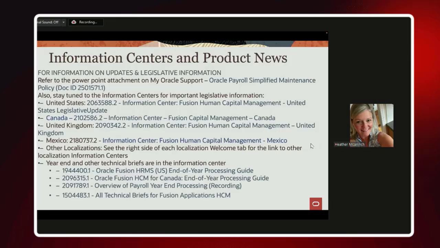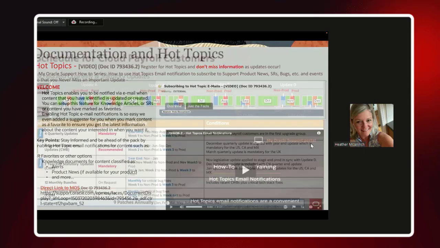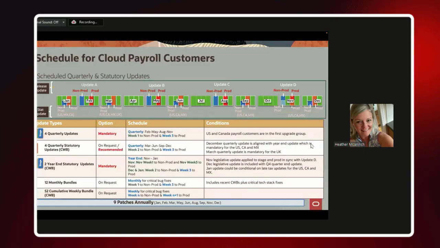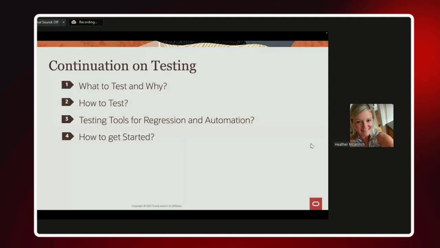Again, this is just the information center as it relates to legislative information from a payroll perspective. This is how to make sure you get hot topics, because hot topics is going to send you that legislative information from a payroll perspective. Again, just making sure that you understand the timing in which you need to be able to test for in those 2 weeks. How are you going to be able to get that testing done? I'm going to go through these really quickly because we're going to talk right here on the continuum of what to test and why to test, how to test, what tools, regression, and automation, and how to get started.